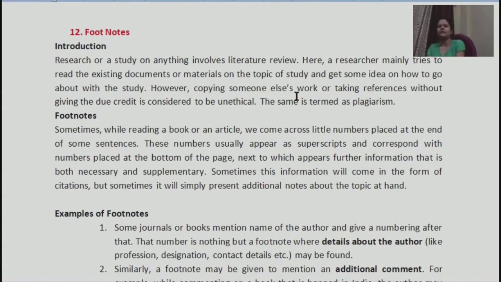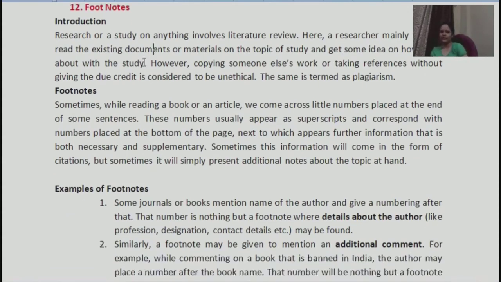However, copying someone else's work or taking references without giving due credit is considered to be unethical. I cannot simply copy what someone else has written. I need to acknowledge and give credit to that person, otherwise it will be called plagiarism. This part is the same as citation, that I need to give credit to the other person, right? If I'm copying something or taking a reference from someone.